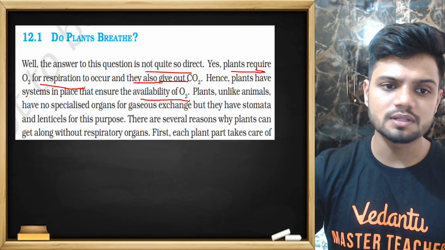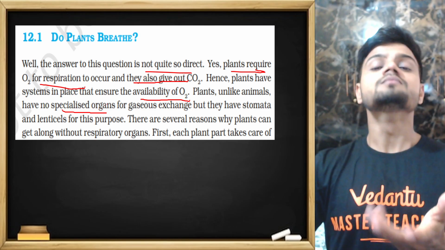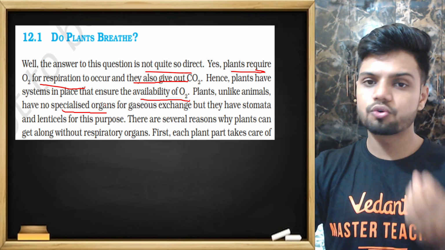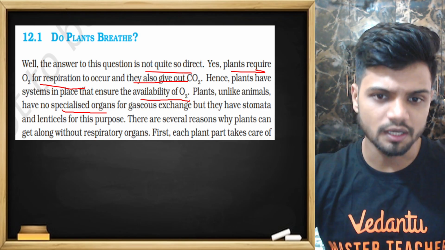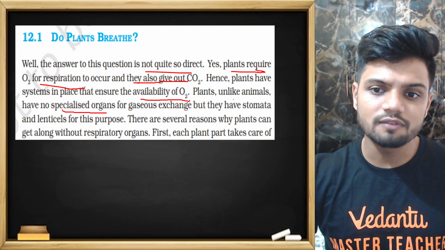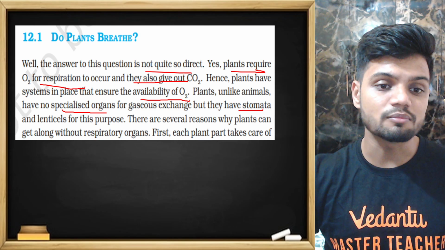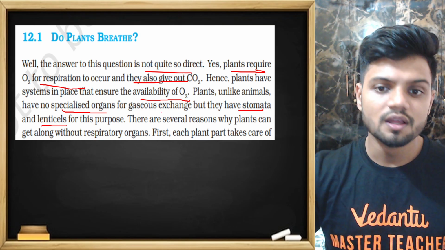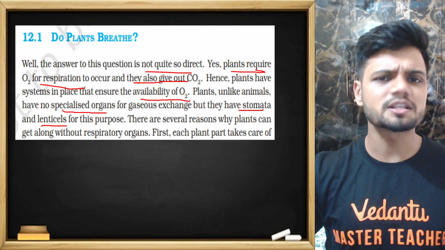Plants, unlike animals, have no special organ. Obviously, we have nose, mouth for breathing. Plants do not have nose or mouth, so how do they breathe? For gas exchange, they have stomata. They have something called lenticels on the stem or the bark for exchange of gases. There are several reasons why plants can get along without a respiratory organ. They don't require a respiratory organ.